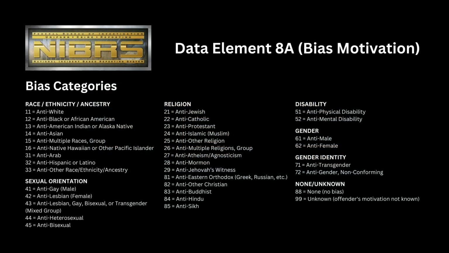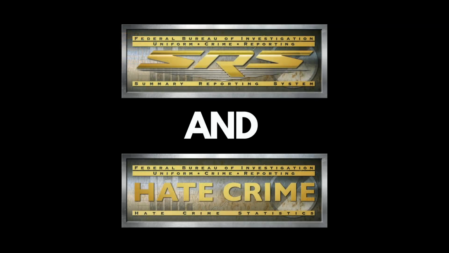NIBRS uses element 8A to mark the incident as a bias-motivated crime. The type of bias is denoted by the value selected. Using this one additional field is the simplest way to submit hate crime information, but you must be doing NIBRS reporting. Some states, such as Pennsylvania, still allow summary reporting and thus have a separate method of hate crime reporting.